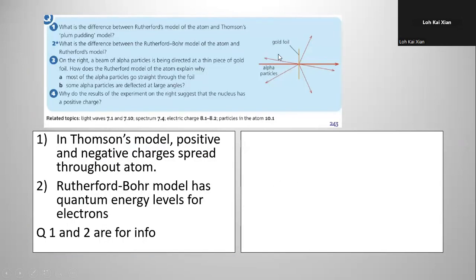Okay, afterward, during the break, you can try this question on page 243. Make a note of that.